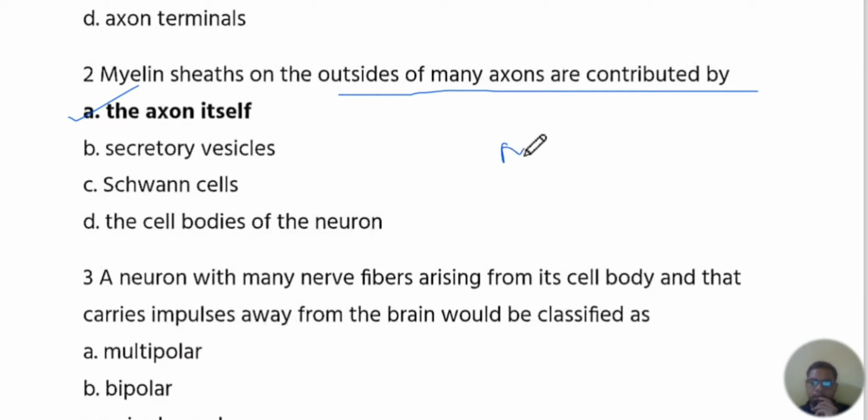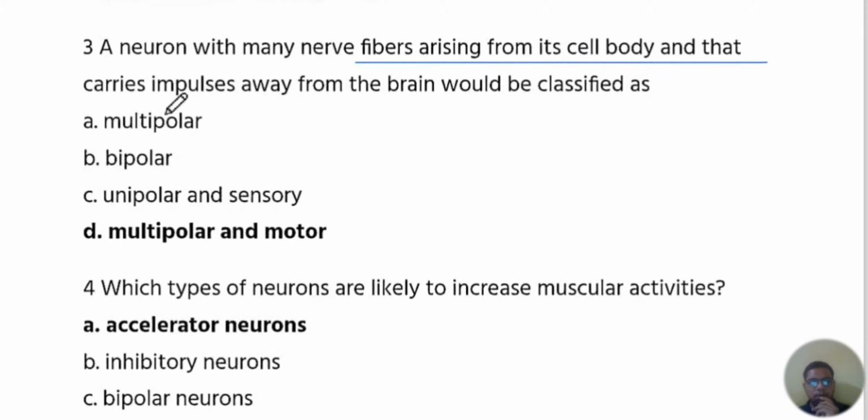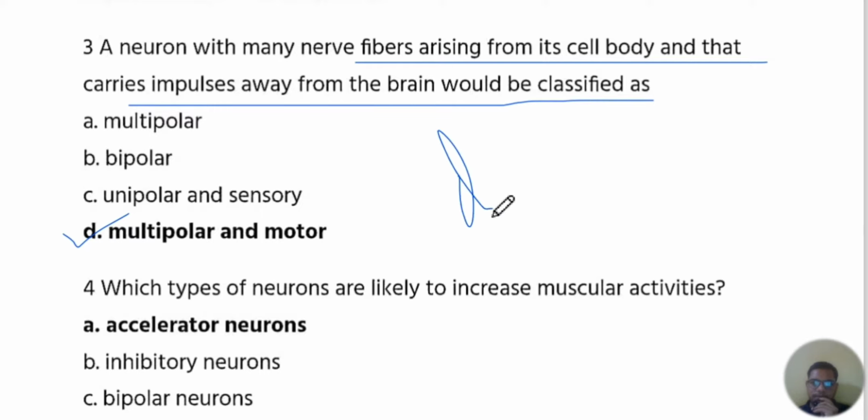Next is question number three: a neuron with many nerve fibers arising from its cell body and that carries impulses away from the brain would be classified as. The answer is D, multipolar and motor.